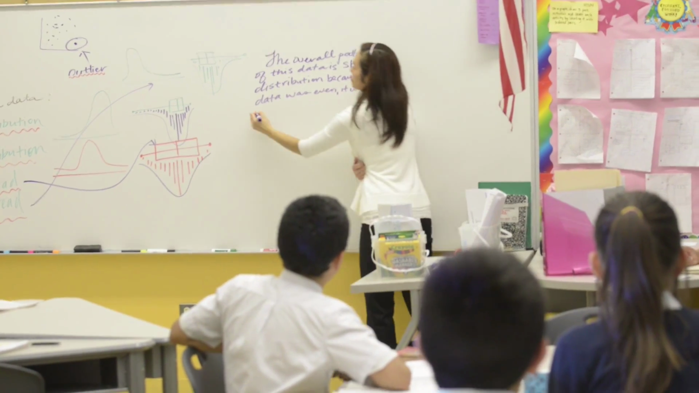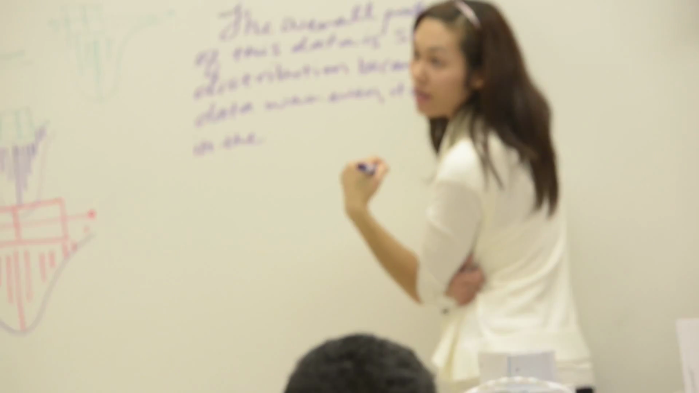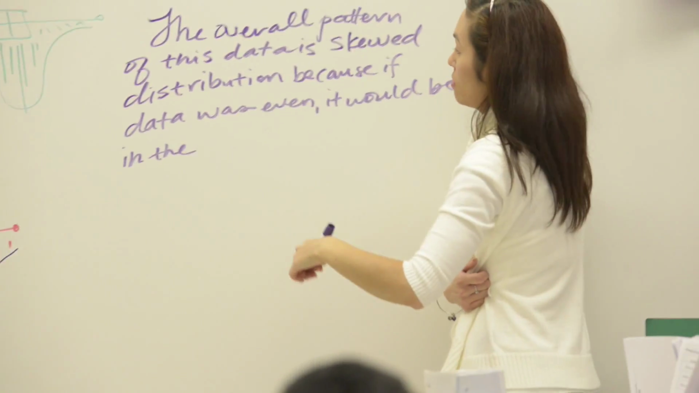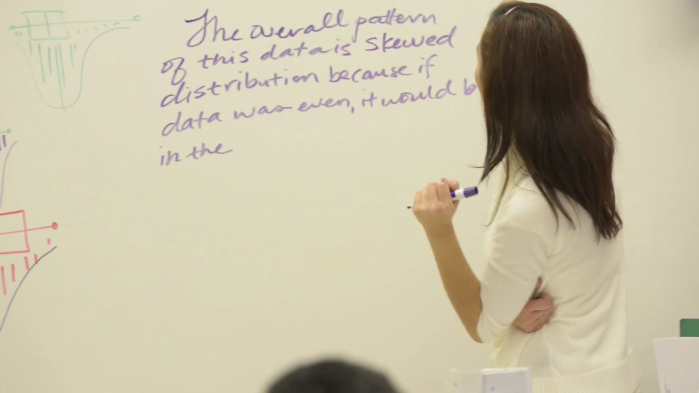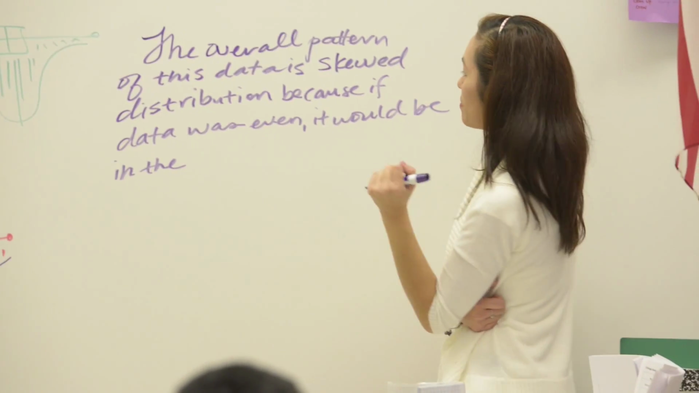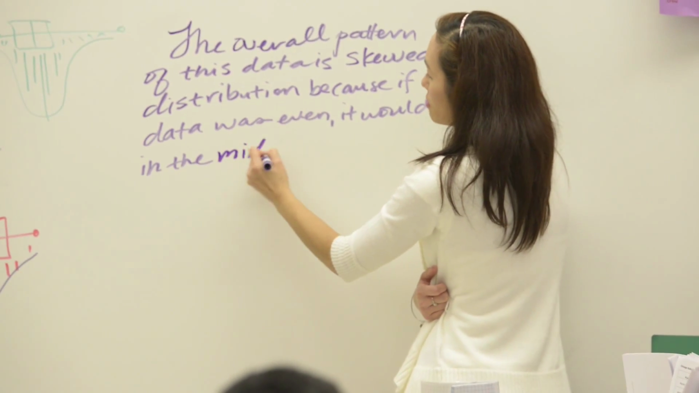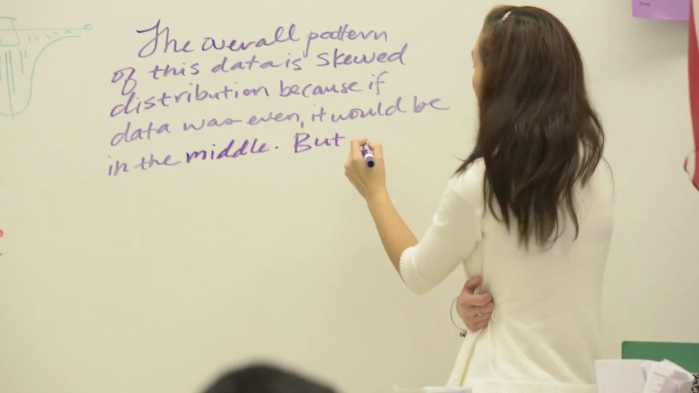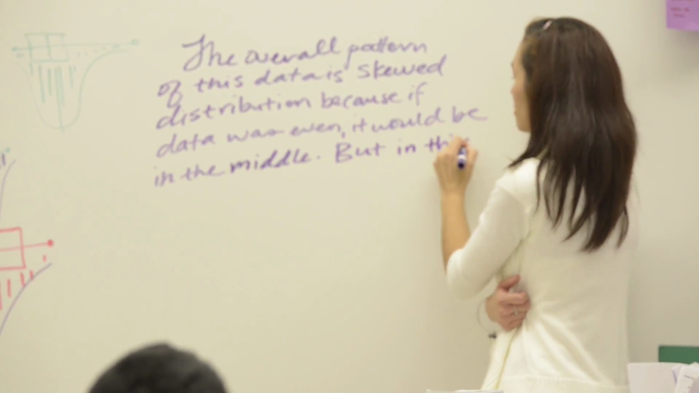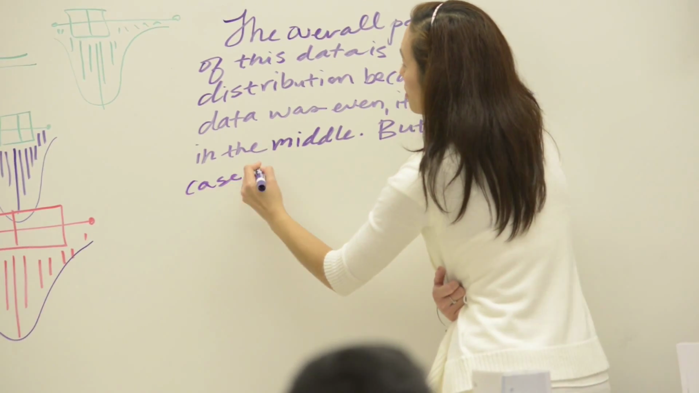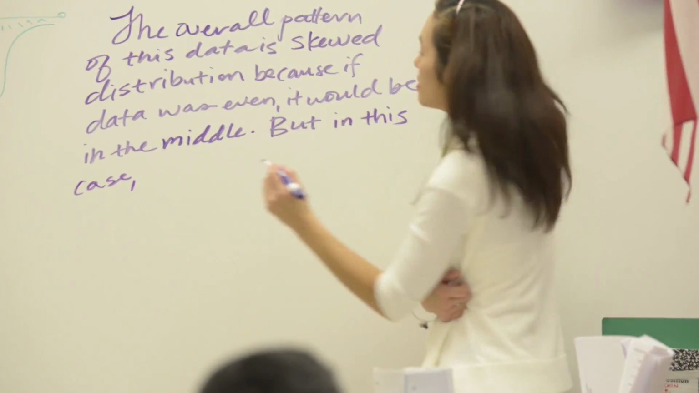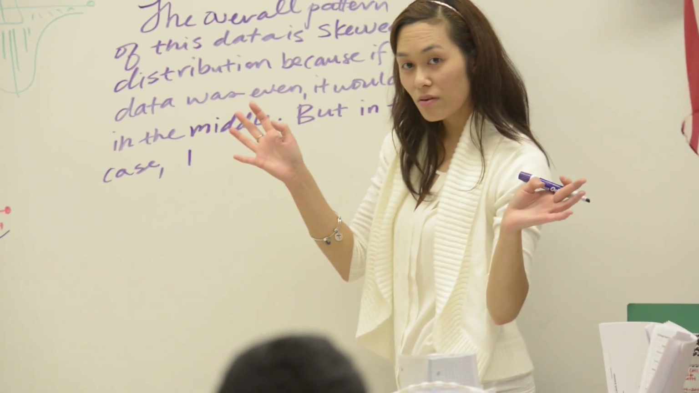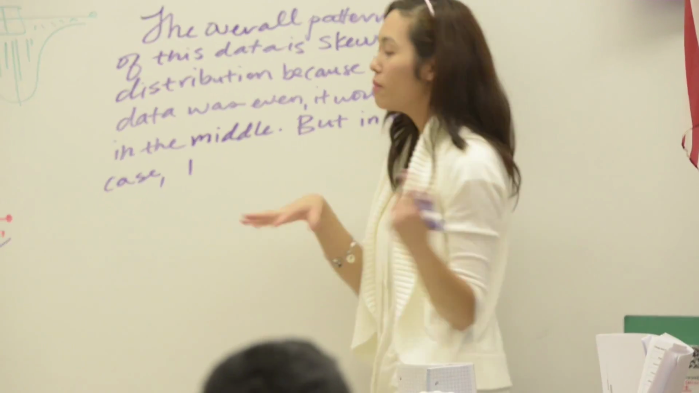And while I'm writing this, you guys write it too, okay? This is our group answer. If the data was even, it would be in the middle. But in this case, what? But in this case, it's on the right. What is on the right? The data. All the data? Or some of it? Most of it? Most of it.